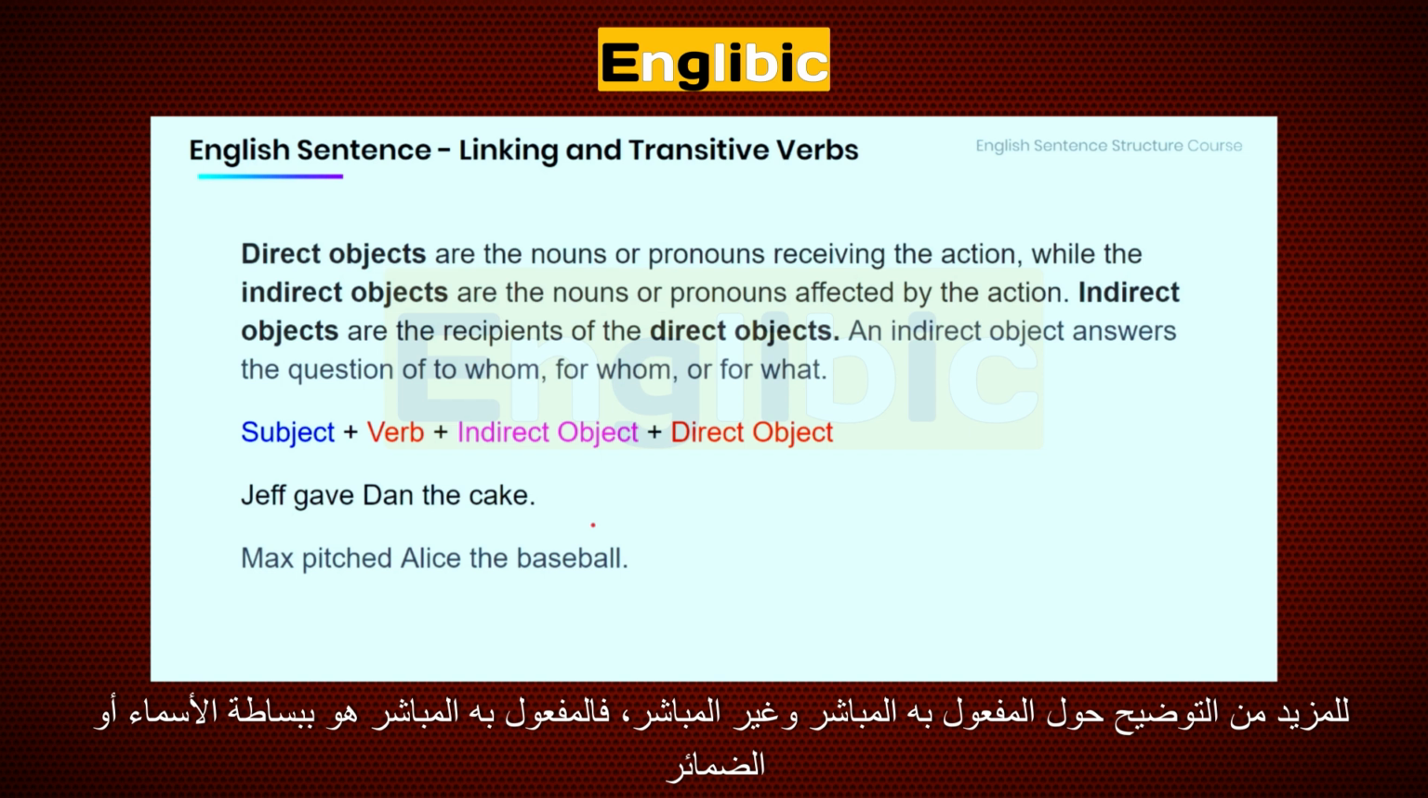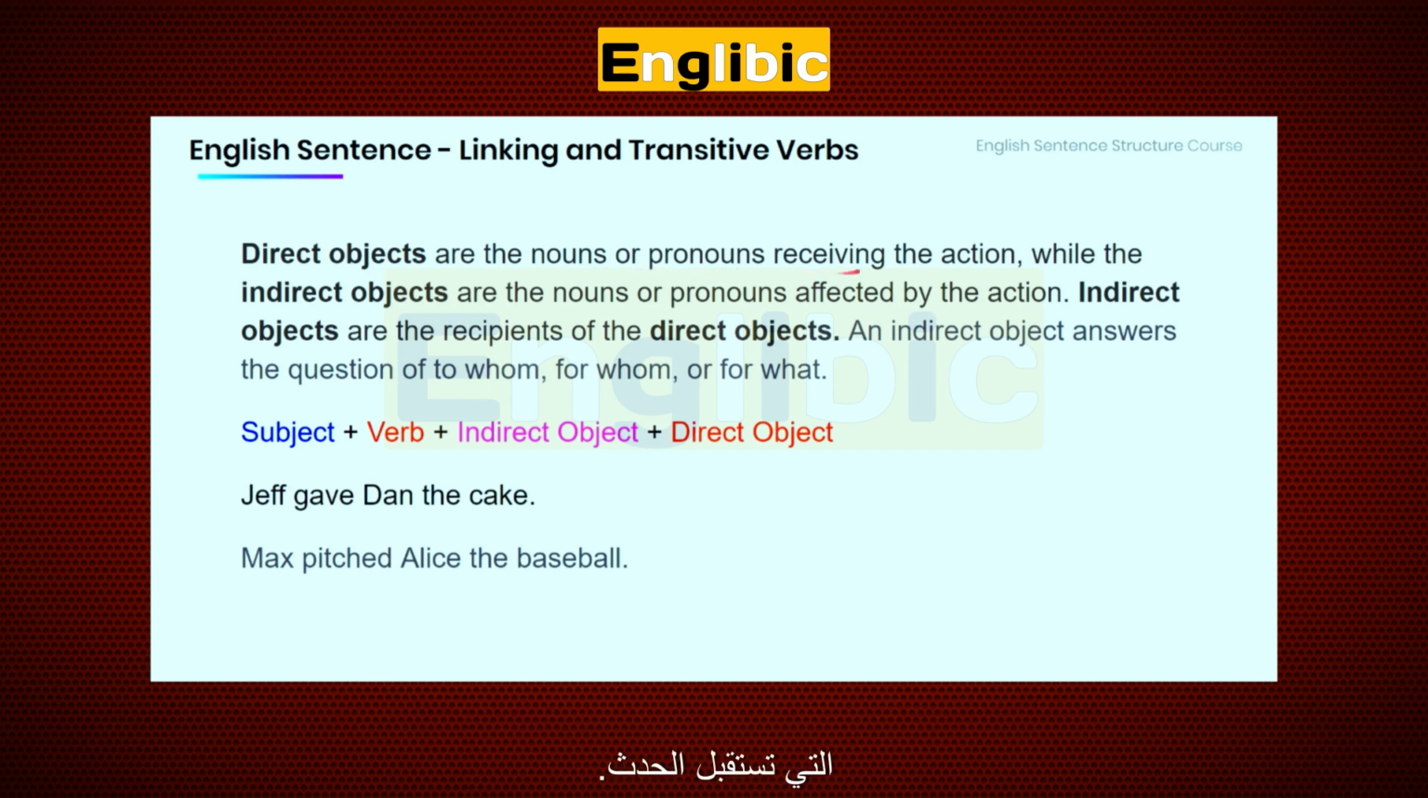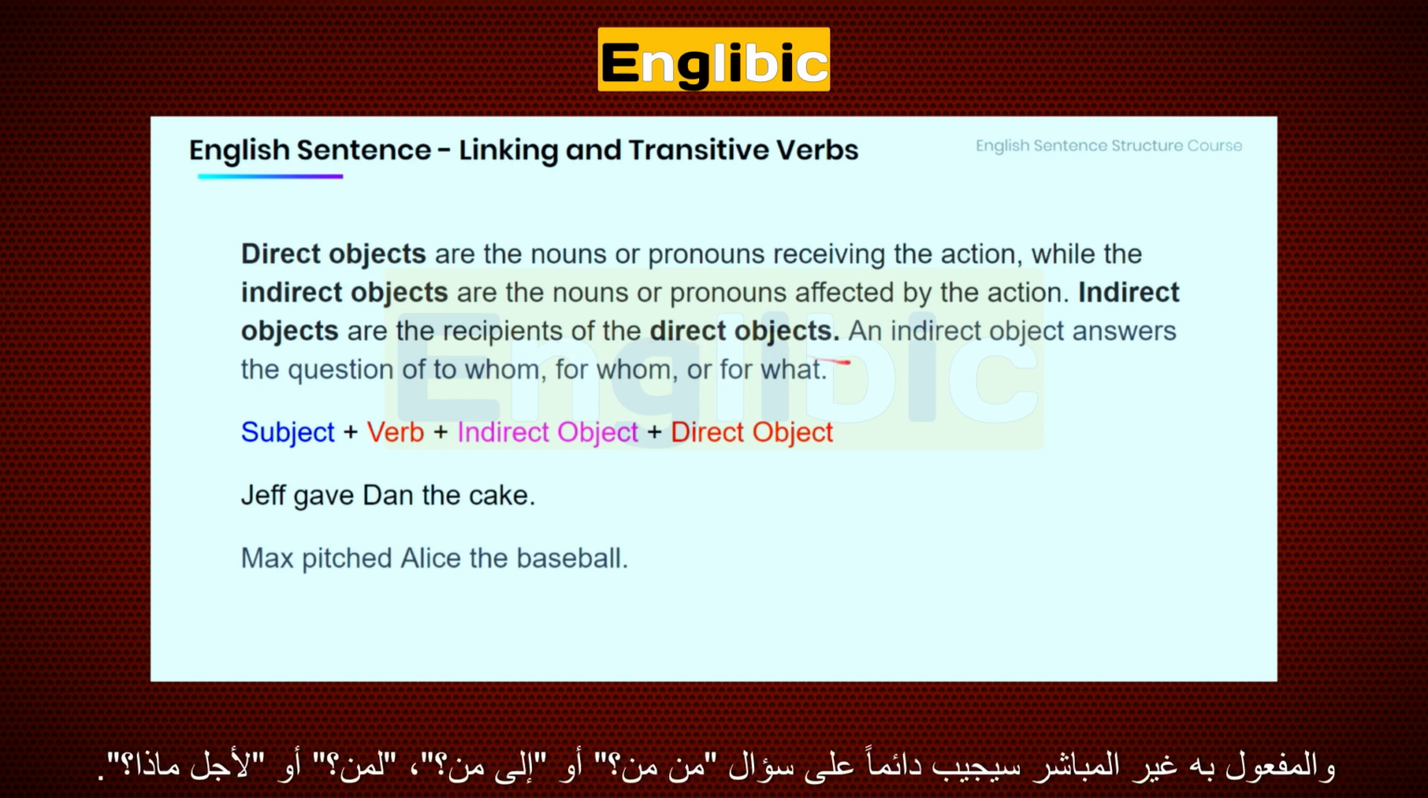So a little bit more on direct and indirect objects. Direct objects are just the nouns or pronouns that are receiving the action, okay? While the indirect objects are the nouns or pronouns affected by the action. So think of it this way. Indirect objects are the recipients of the direct object. And the indirect object is always going to answer that question, from whom, okay, or to whom, for whom, or for what.